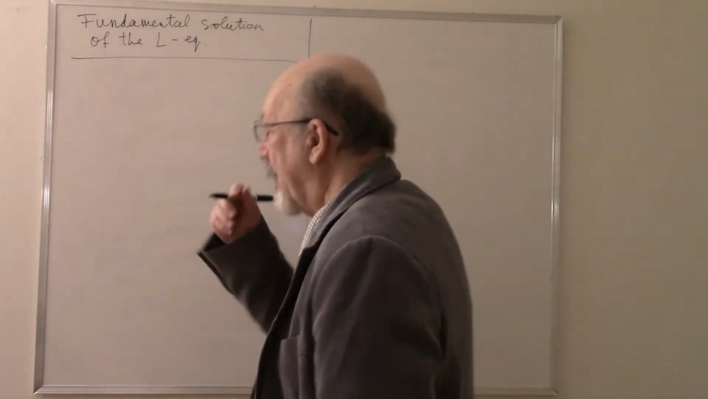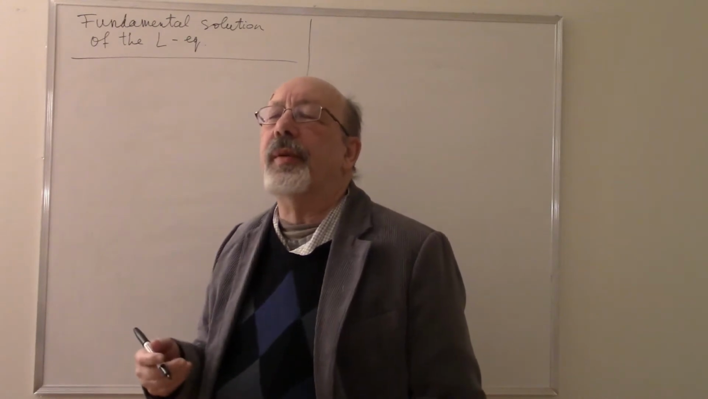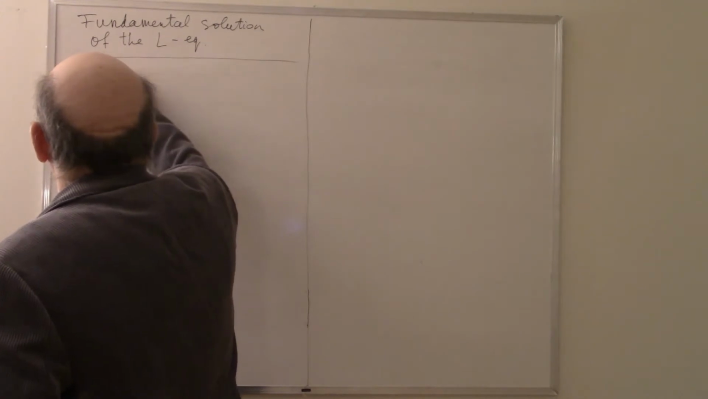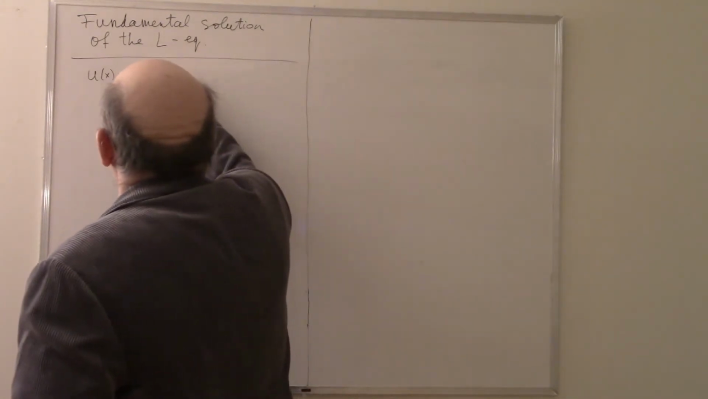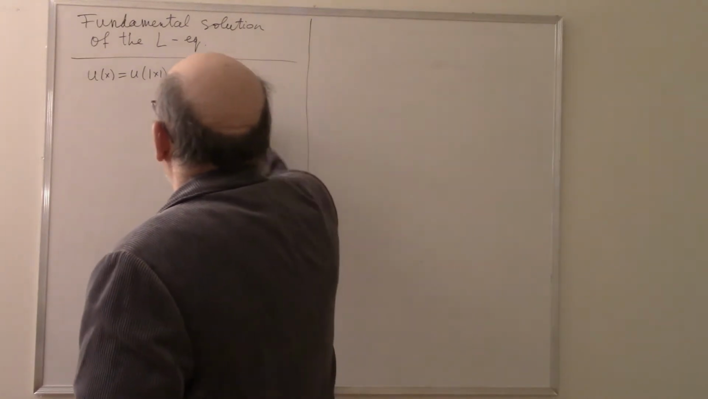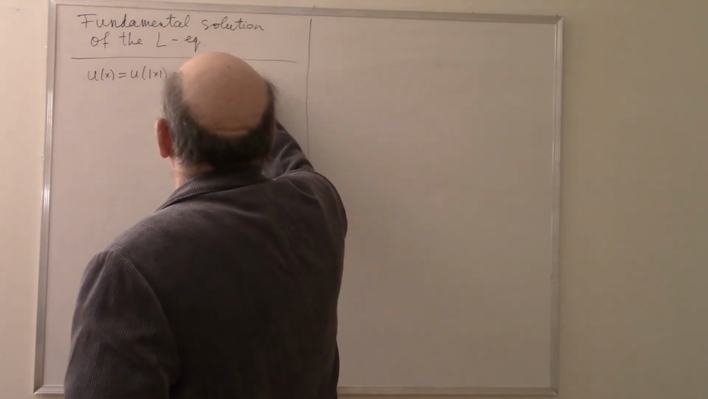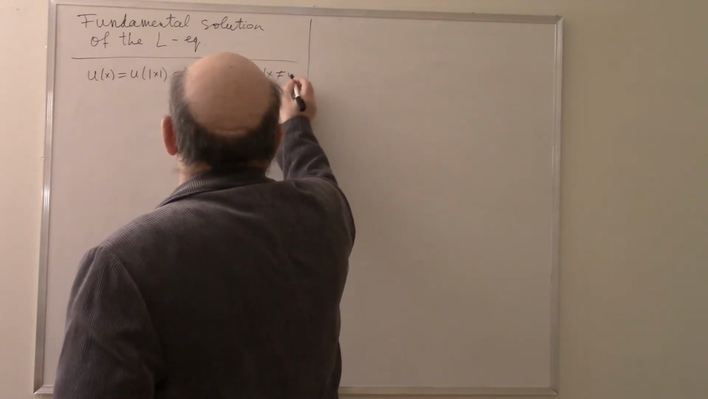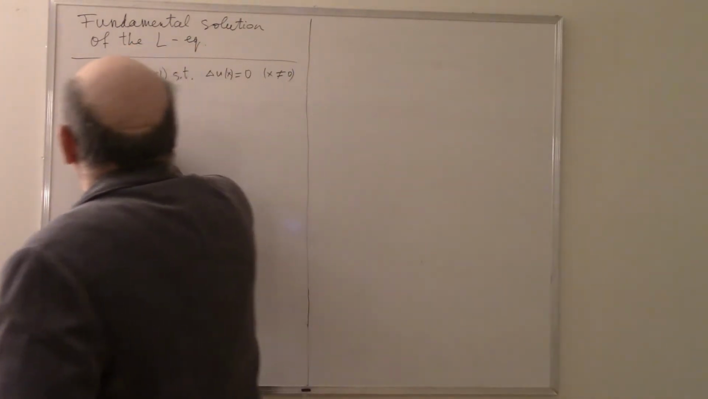Last time I found the general form of radial solution. So a radial solution is a function u of x, which depends on the modulus of x, the distance from the origin, and such that Laplacian of u of x is 0 for x different from 0. And this function had the following form.